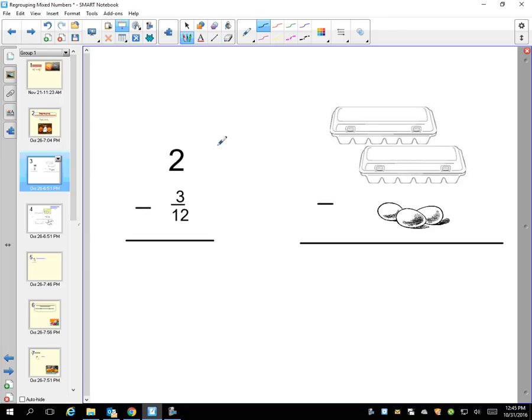Okay, so let's think about this problem. Speaking in terms of eggs, I have 2 whole dozen of eggs and I want to subtract 3/12 from it. So on the side here, I have my 2 dozen represented minus 3/12 because we know there are 12 in a dozen. I want to take 3 of those eggs out. Well, how many would we have left?